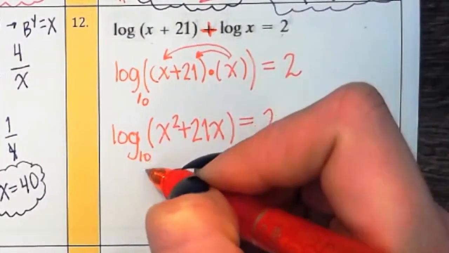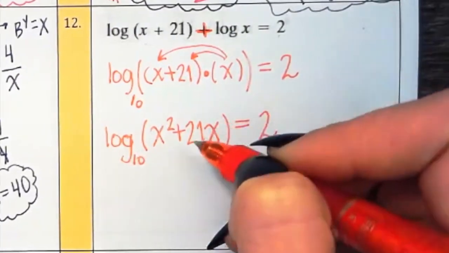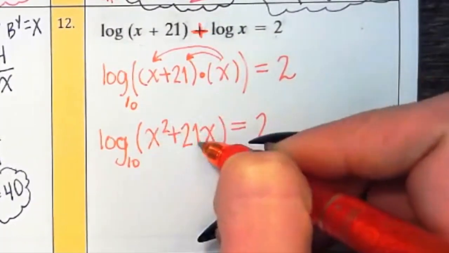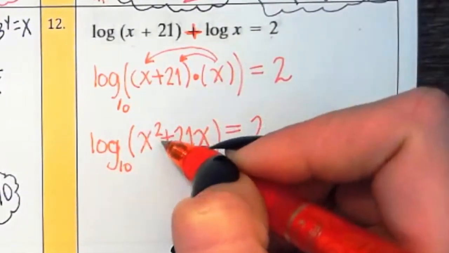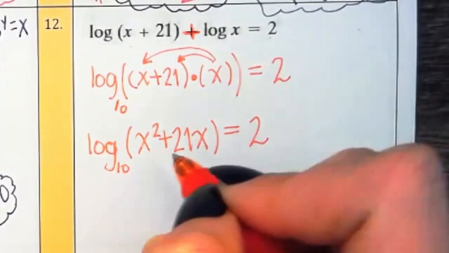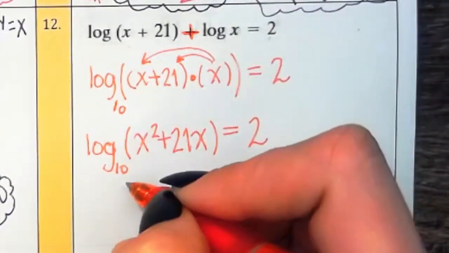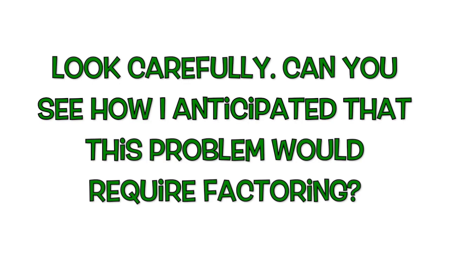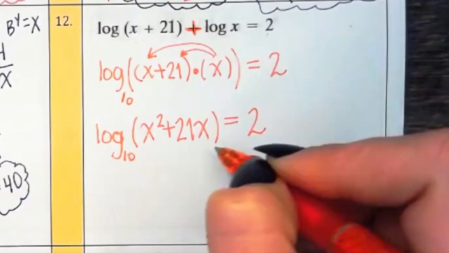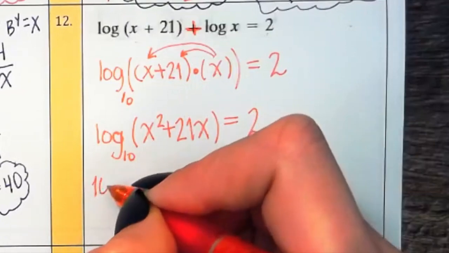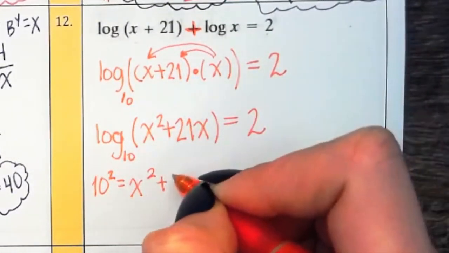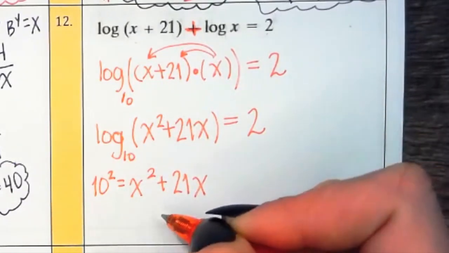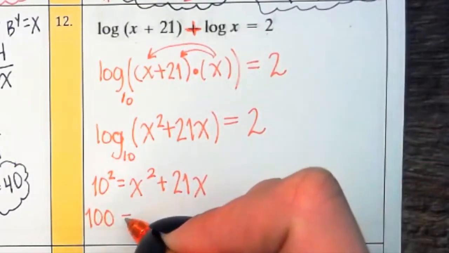In logarithmic form, we need exponential form to solve logarithmic equations for x, and x is in here. I already have the idea that I'm probably going to end up factoring for this one, and hopefully you did too. b to the y equals x. 10 to the 2 equals x, which is x squared plus 21x. 10 squared is 100.